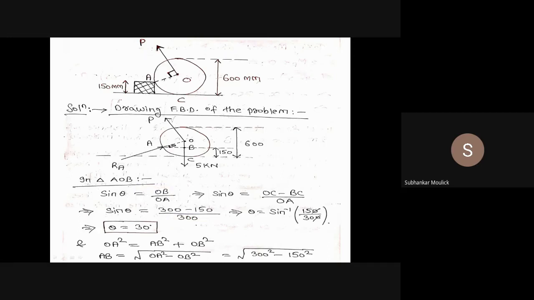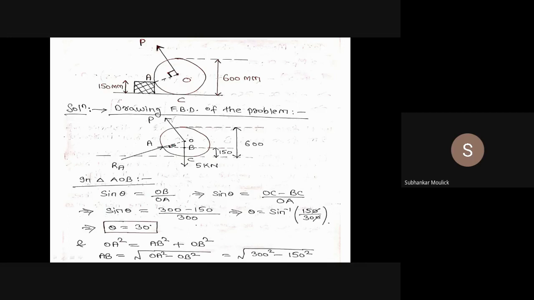So we got the value of theta. Now in this triangle OAB, since it is a right angle triangle, I can use Pythagoras theorem, that is hypotenuse square is equal to base square plus perpendicular square. Hypotenuse is OA, so OA square is equal to base AB square plus perpendicular OB square. From this I can get the value of AB. That is, AB is equal to under root of OA square minus OB square.